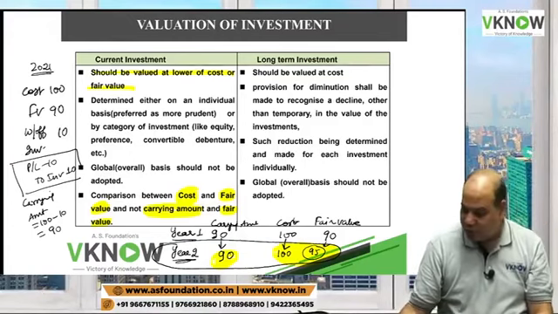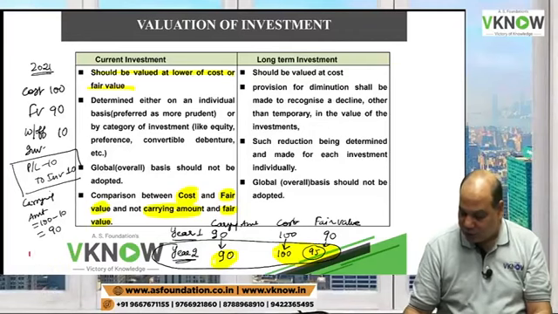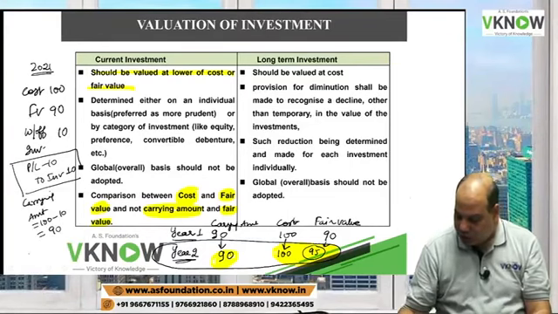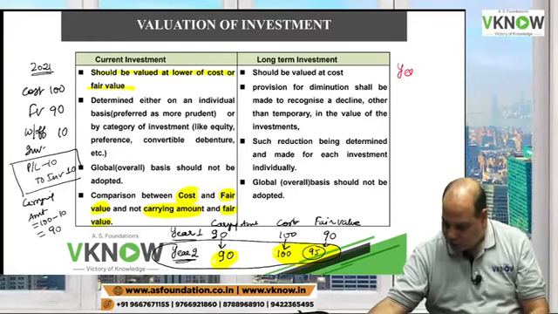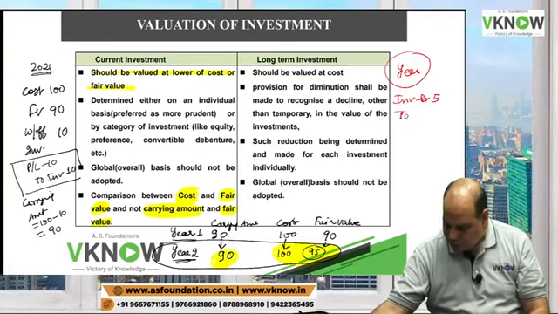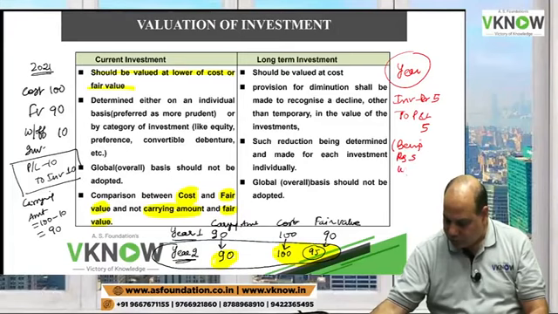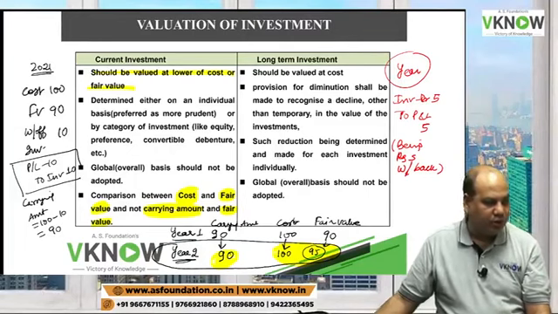And you have to pass one entry in year 2. Guess the entry for year 2. The entry in year 2 will be, I will write here on the top right side: investment account debit 5, to profit and loss account 5, being rupees 5 written back. You can write back also.